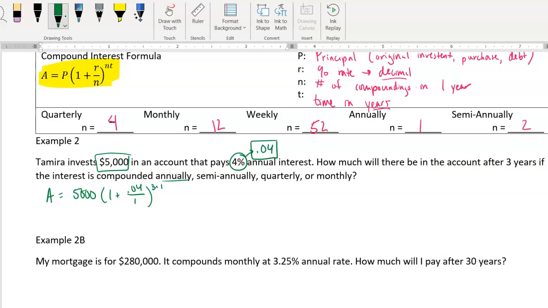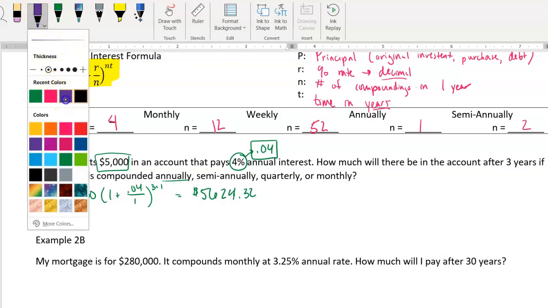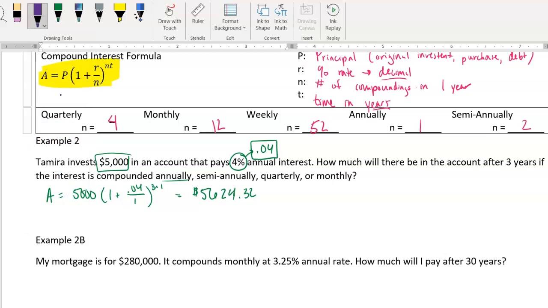And our number of times it'd be compounded in those 3 years would be once every year. So 3 times 1. And I'll just tell you that when you do this on your calculator, we'll round to the nearest penny since we're dealing with dollars. So we get $5,624.32.